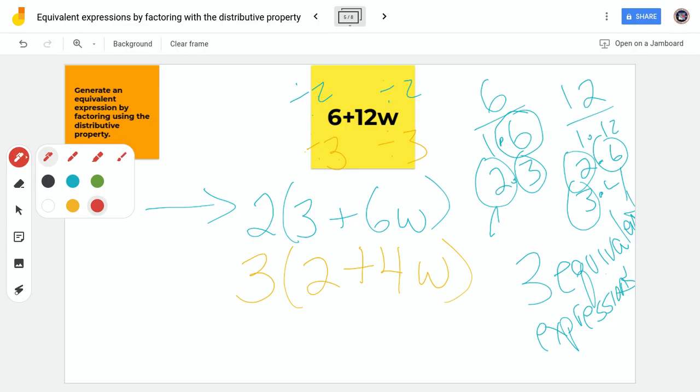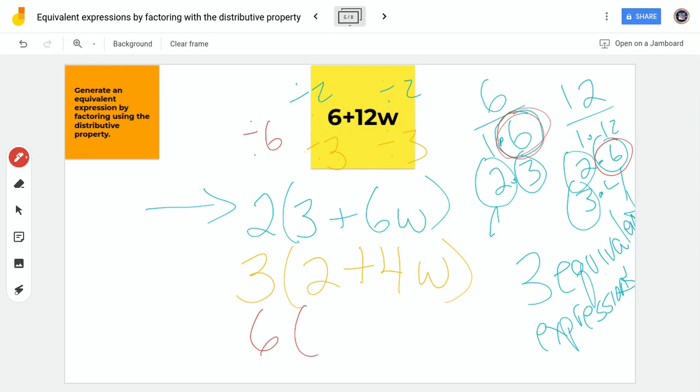My brain's shot sometimes. The last one is the 6. I could divide both terms by 6. I'm going to show that over here. Divide by 6. This is tricky now. 6 divided by 6, I need to put a 1 in there. I need that. 12 divided by 6, and there's my 2w.